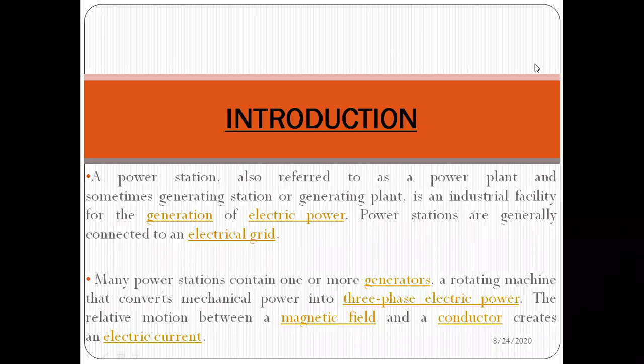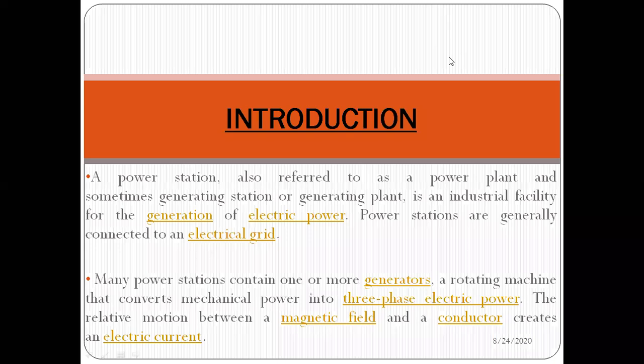But as I already explained, in your Jammu University syllabus there are only four types of generating stations that you have to cover, and these are the hydroelectric power station, thermal power station, nuclear power station, and gas power station. Is it clear to all of you? Yes, sir.